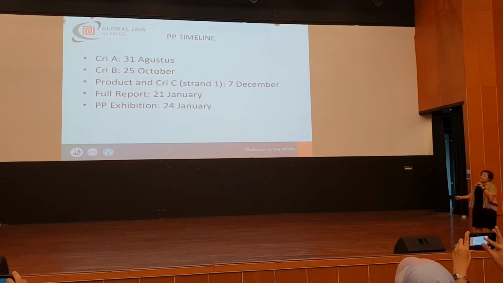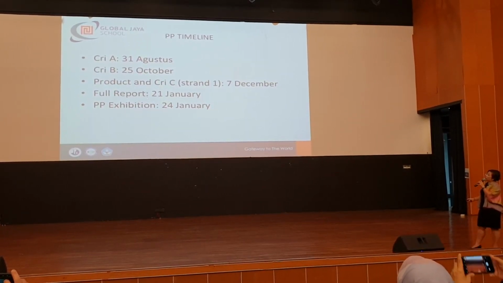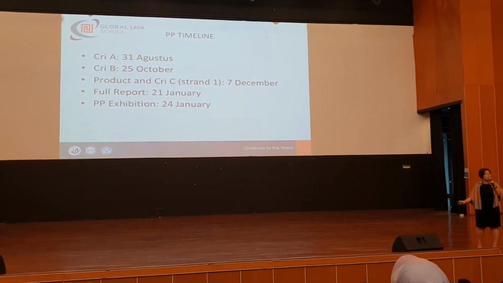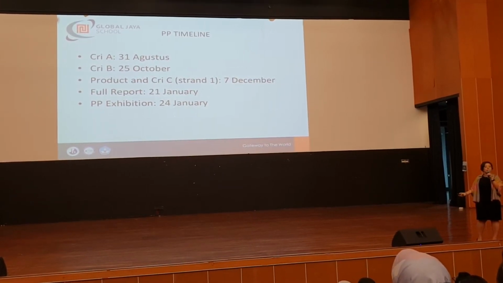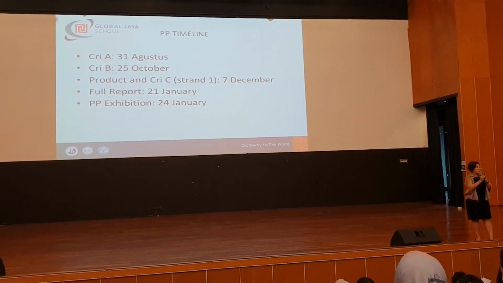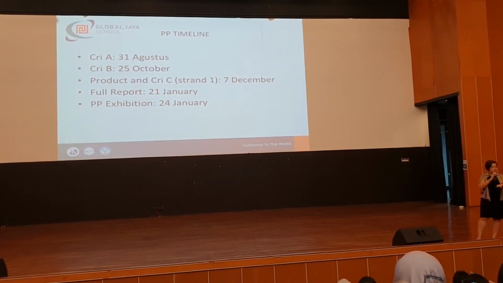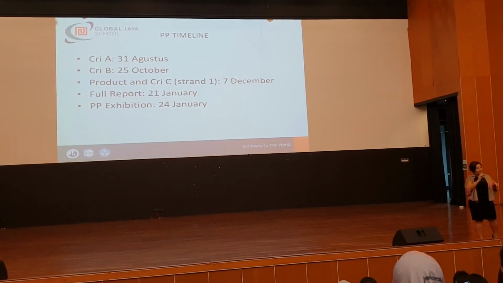Criterion A deadline is 31st of August. Criterion B is 25th of October. The product itself, be it finished or not, will need to be submitted on the 7th of December. It doesn't matter if the product is not finished. Okay? It's okay for the product to be not finished, as long as they can reflect why.